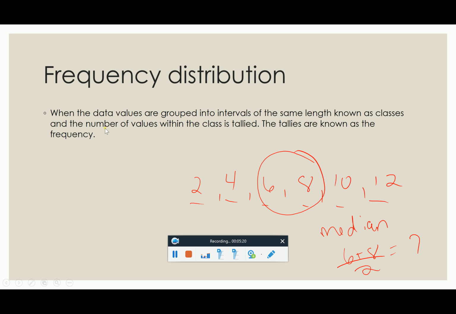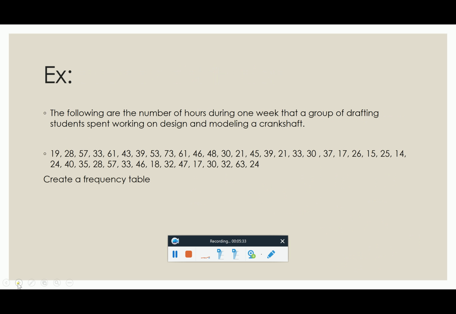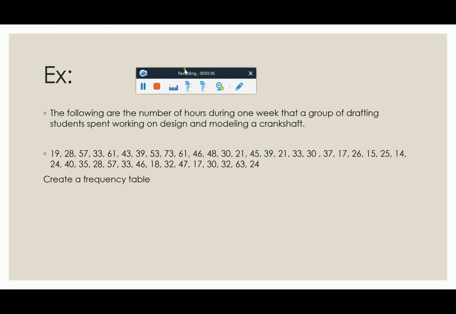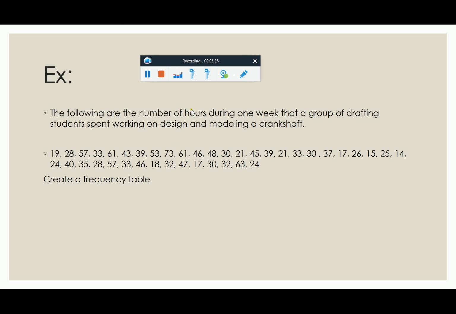A frequency distribution: when the data values are grouped into intervals of the same length known as classes and the number of values within the class is tallied, the tallies are known as frequencies. So, the following are the number of hours during 1 week that a group of drafting students spent working on design and modeling of a crankshaft. So here's all the information. So you have to have your intervals.